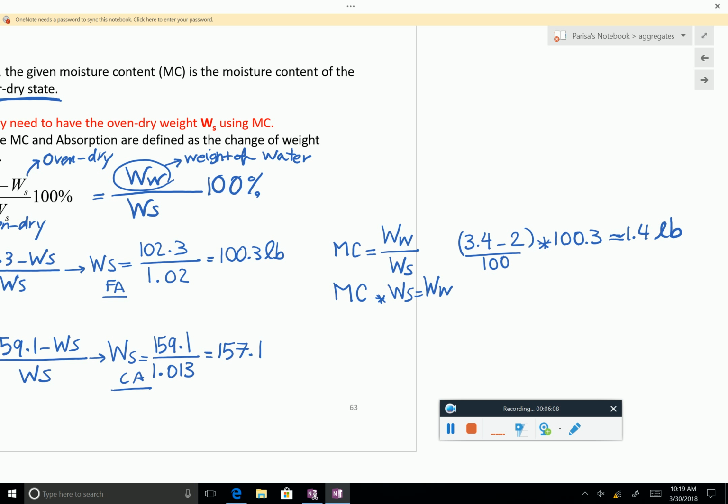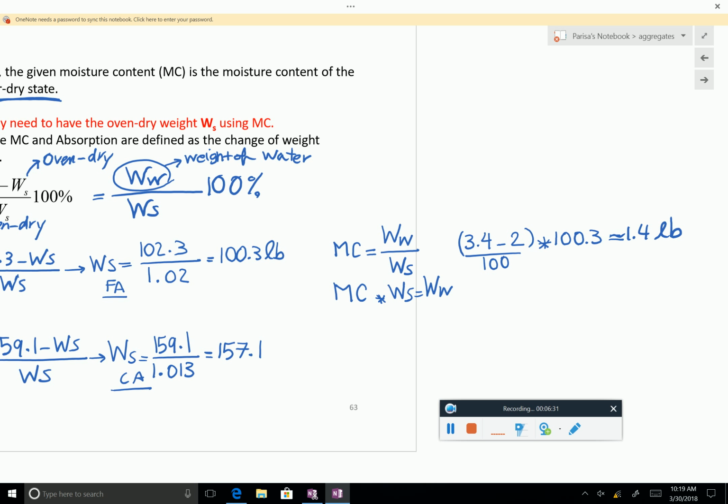Pay attention that if you had more than, let's say, 3.4% in the aggregate that was delivered to you, then you had to subtract. And you will see that in the examples and in the concrete mix design. So now we have deficiency. You need to add water to get to the saturation.